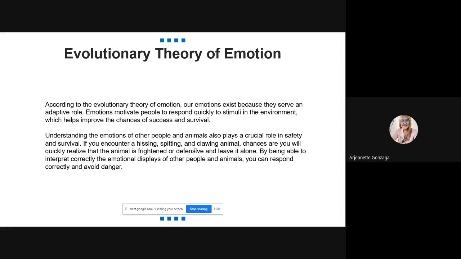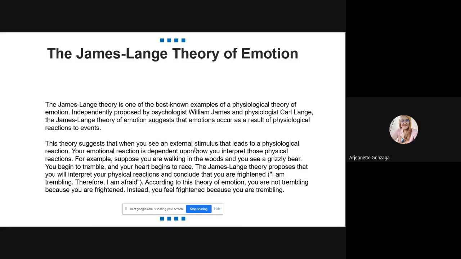Ito yung sa evolutionary theory natin. Yung emotions daw is nagmo-motivate sa people na mag-respond quickly sa ating environment na nakakatulong mag-improve or mag-enhance sa ating success ng survival. Okay. So next we have the James-Lange theory of emotion.